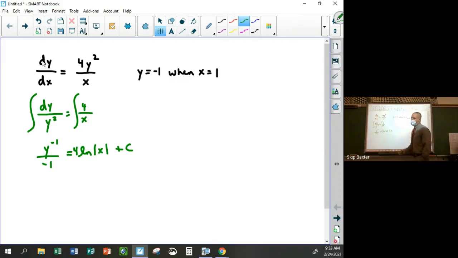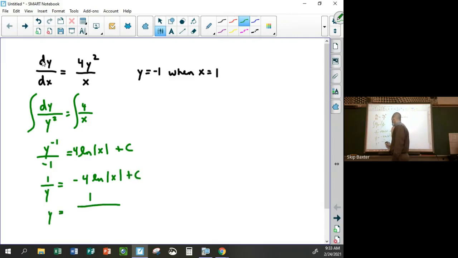Actually, this time I'll solve for y first. So I get 1 over y equals -4 ln x plus c. So then y would be 1 over -4 ln x plus c. So now let's find the value of c.